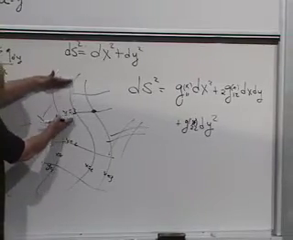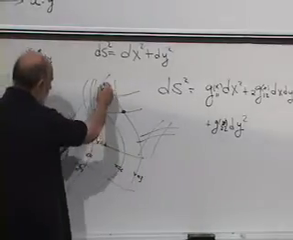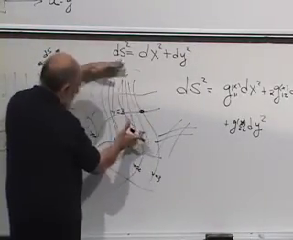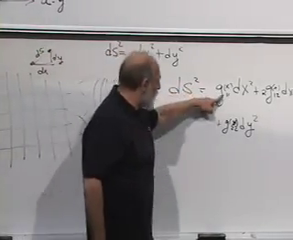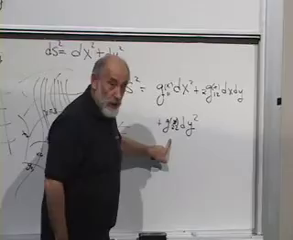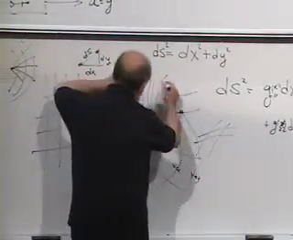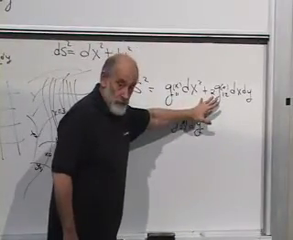What about G11 and G22? Those have to do with the relative spread. If we were to make coordinates like this, which were much denser in one direction than the other direction, then the G11 and the G22 would be different than each other. If the coordinates curve and things change from place to place, then these g's depend on position.